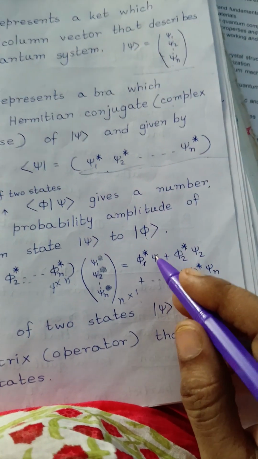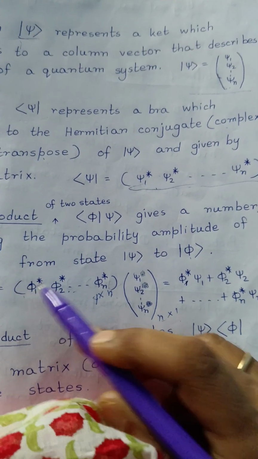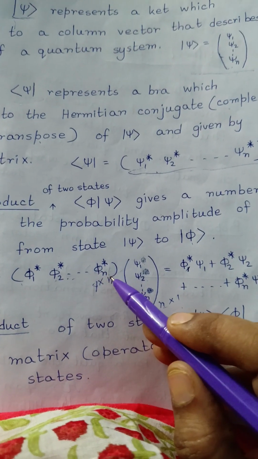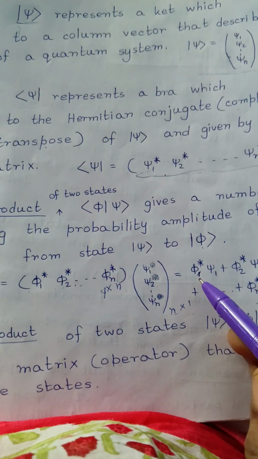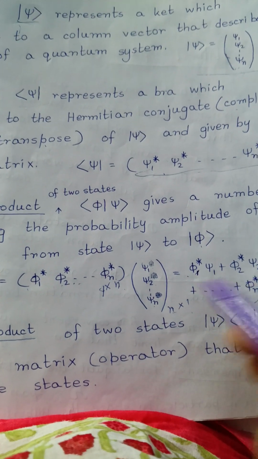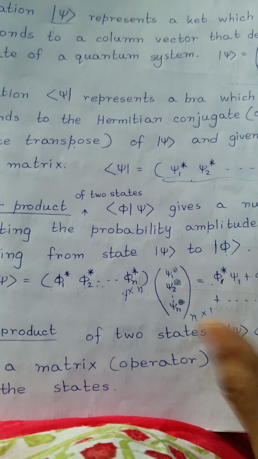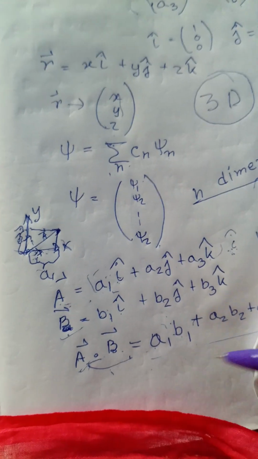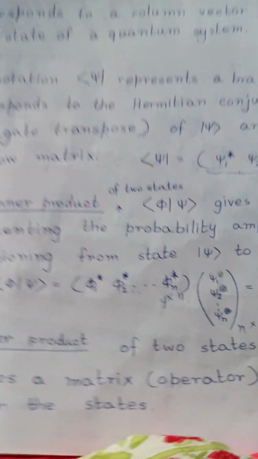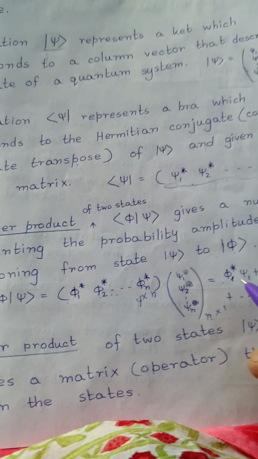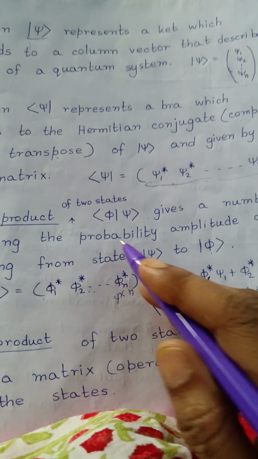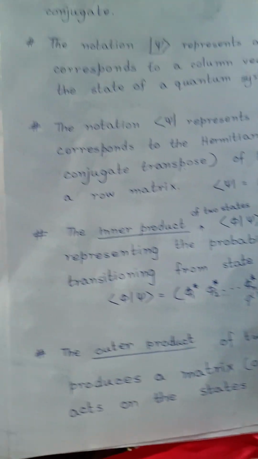And what is the value of that scalar number? It is phi 1 star psi 1 plus phi 2 star psi 2 plus up to phi n star psi n. So only the similar components are multiplied, the same thing that we observed in the case of the scalar product. Only the similar components are multiplied while we take the dot product. So this inner product corresponds to the case of dot product in vectors, and this is how we represent the inner product in bra and ket notation.